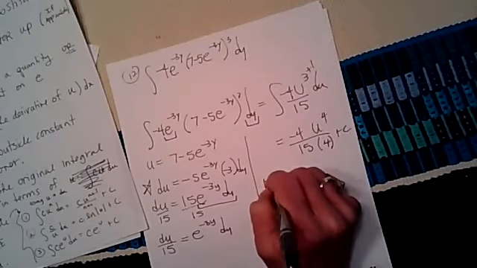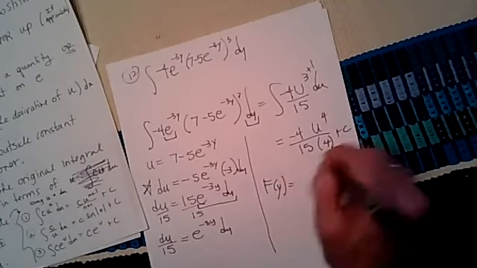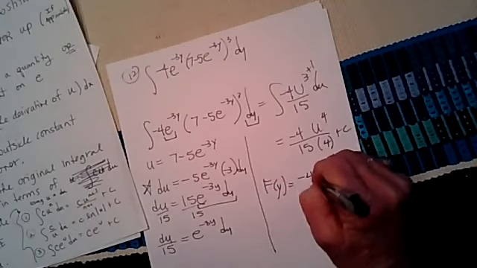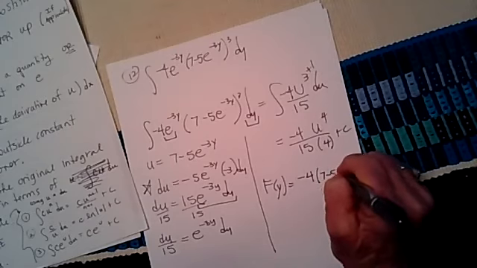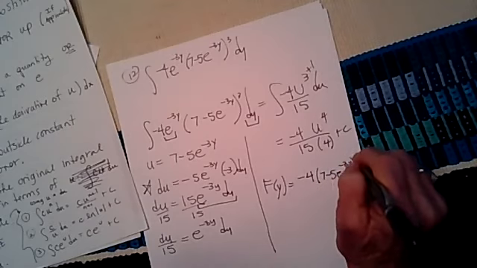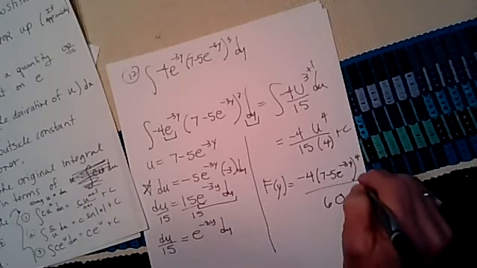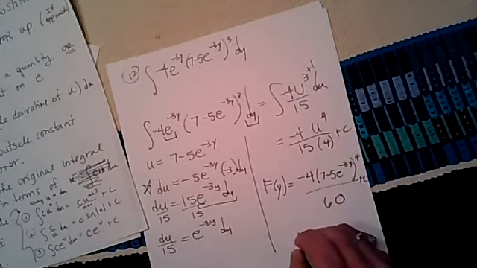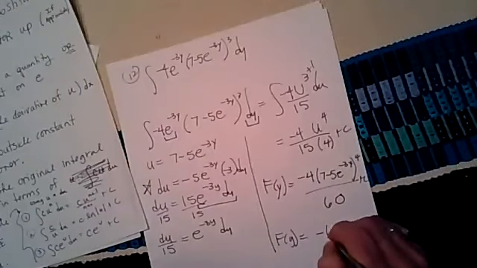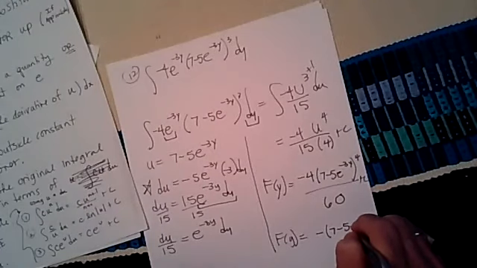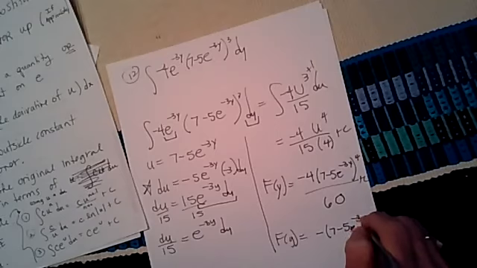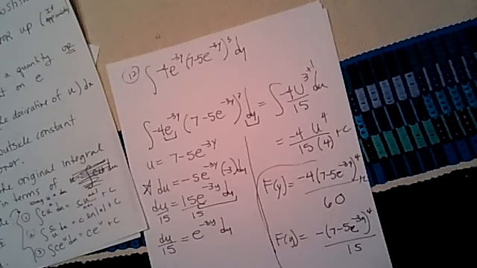And so my antiderivative with respect to y, you don't have to reduce, -4 times (7 minus 5 e to the -3y) to the 4th over 60 plus c, or you could have reduced the 4's and just called it -(7 minus 5 e to the -3y) to the 4th over 15. It doesn't matter, either one of those. You'll see this again.